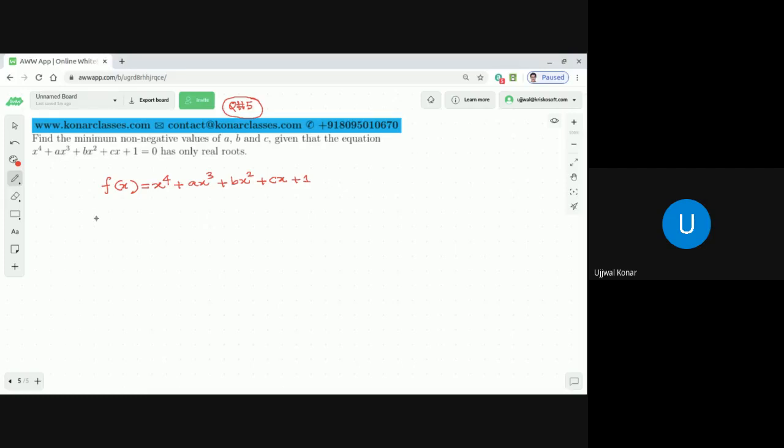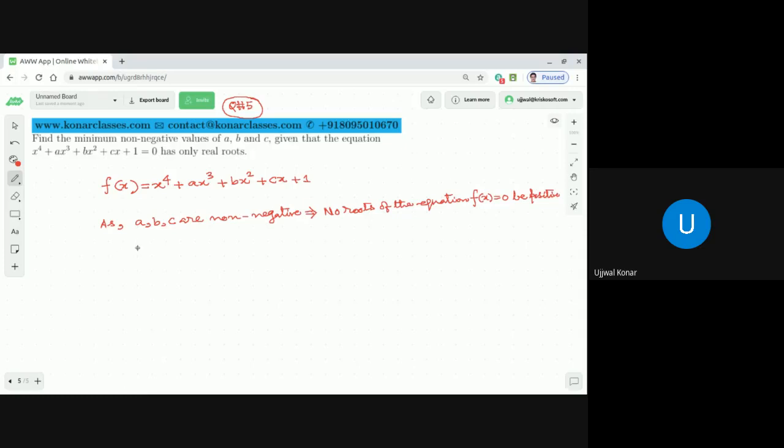So, let me write it down. As a, b, c are non-negative, what we can conclude is that no roots of the equation f(x) = 0 can be positive.